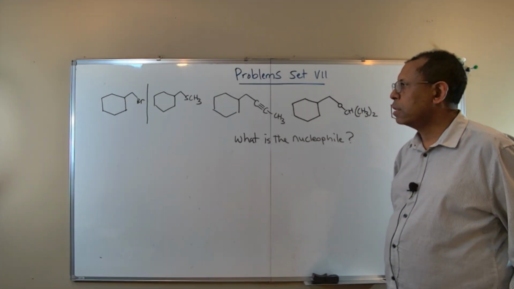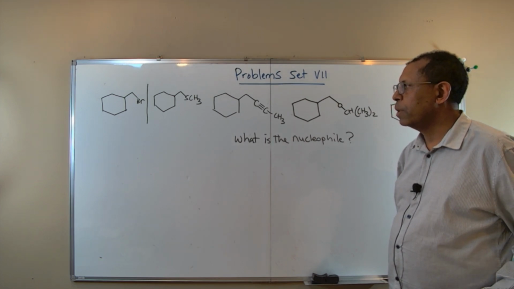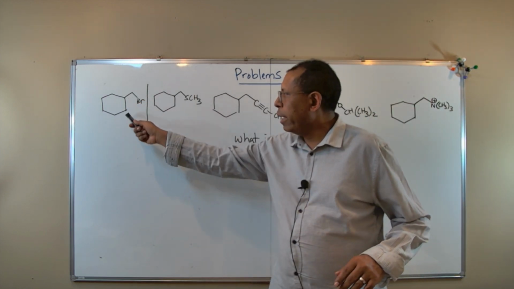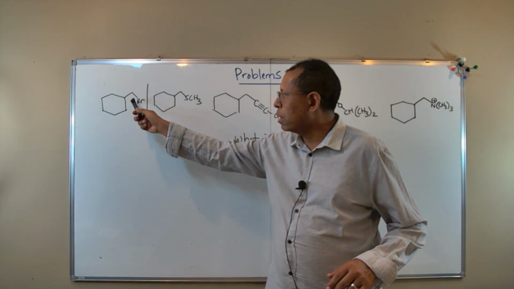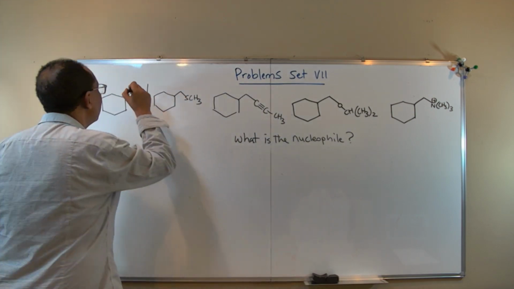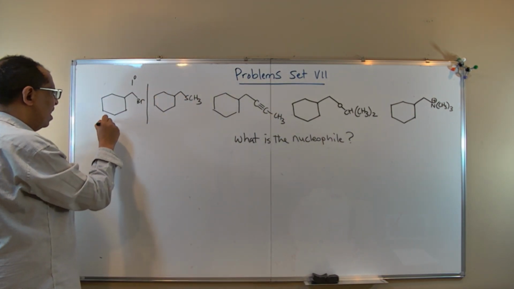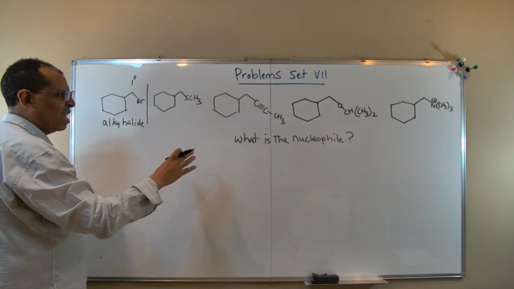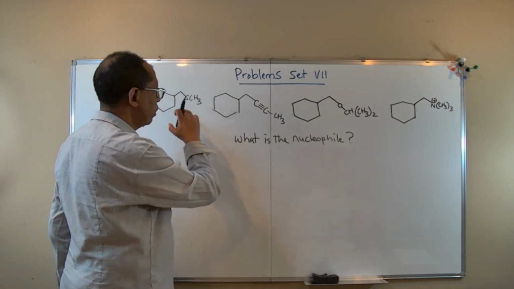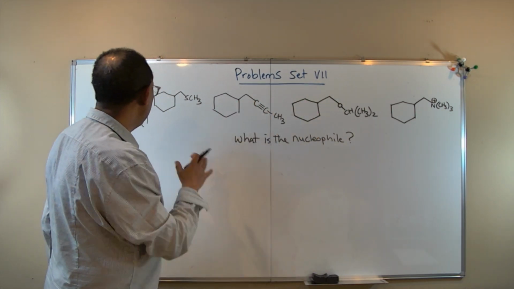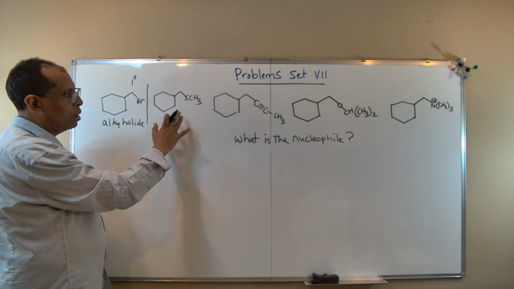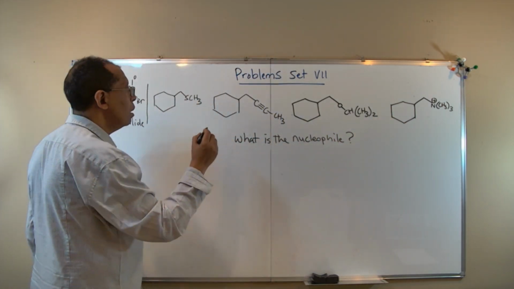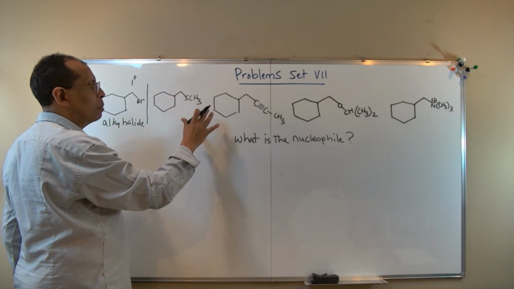Okay, let's continue the questions. Now, in this question, you have an alkyl halide with the bromo. That's the primary alkyl halide. And the question is asking you what nucleophile for each one of those would be used with this to generate this product. These are the products after the reaction. These are substitution products.